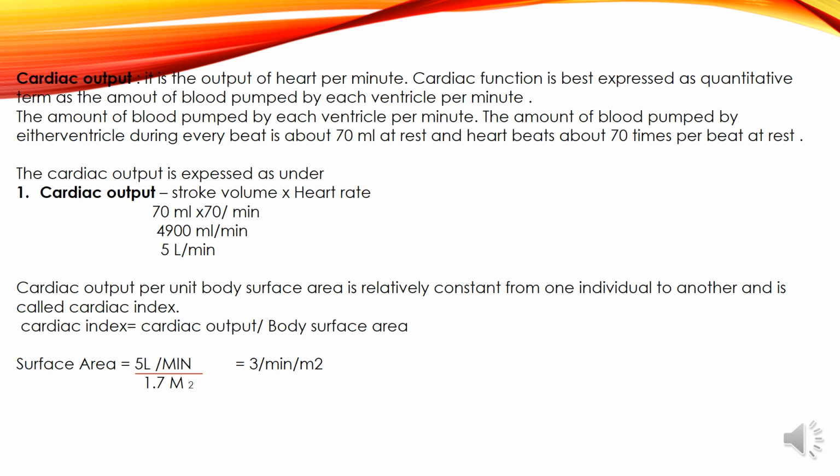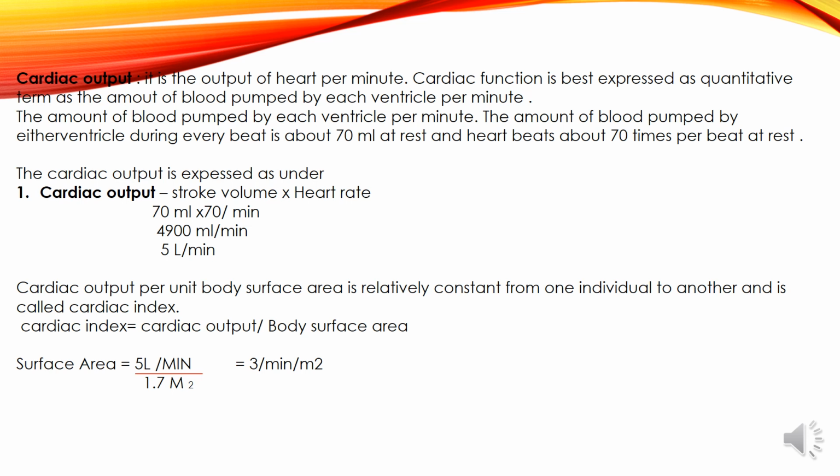So, cardiac output is the output of the heart per minute. Cardiac function is best expressed in quantitative terms as the amount of blood pumped by each ventricle per minute. We already know that we have a four-chambered heart, two ventricles and two auricles. The amount of blood pumped by either ventricle during every beat is about 70 ml at rest, and the heart beats about 70 times per minute at rest.